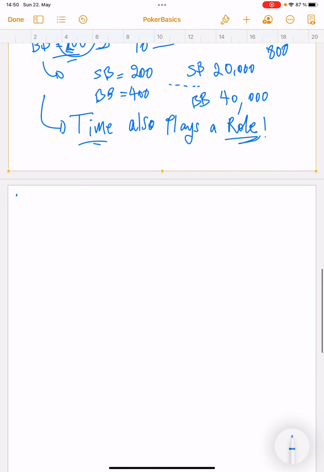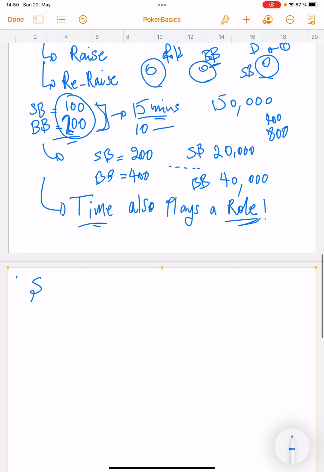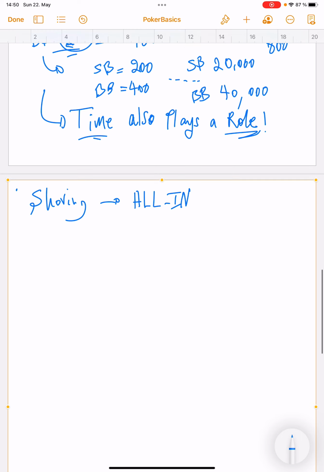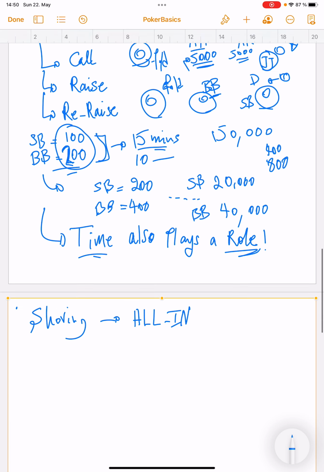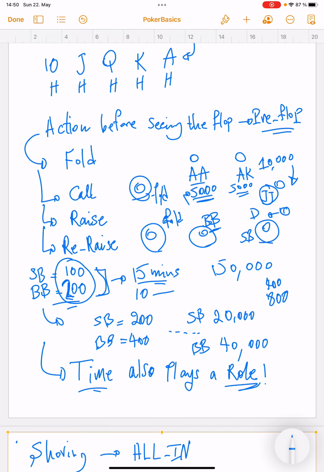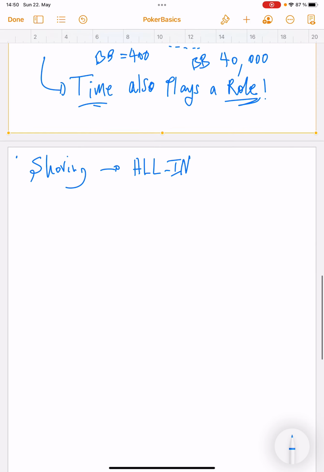And shoving is also another terminology. Shoving is basically when you say all in. So when you put all your chips on the table, that is shoving. For example, this guy with the jacks might think he has the best hand and he puts all his chips on the table, and this is called shoving.